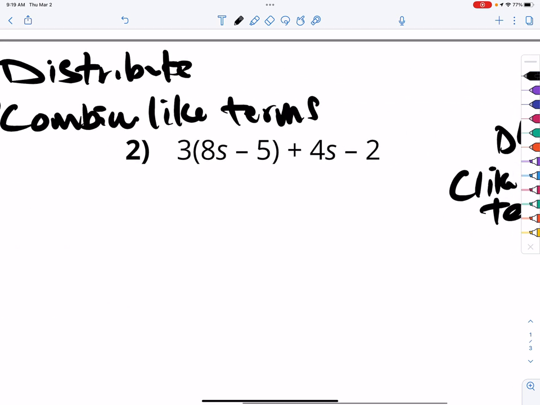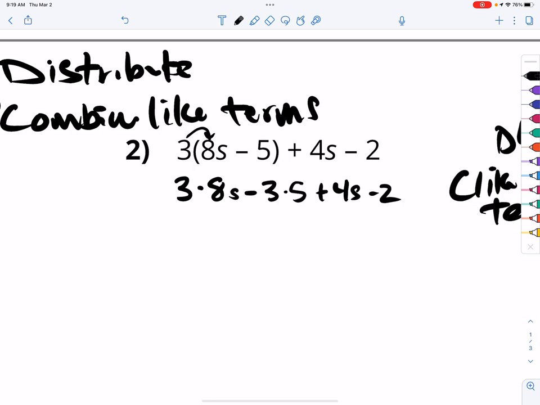Question number 2. It looks like we have some terms that need to be distributed, and then we have some extra terms that we can combine after we distribute. So order of operations tells us we need to do this multiplication first. So let's write it out. We have 3 times 8s minus 3 groups of 5, and then we will be adding 4s minus 2.